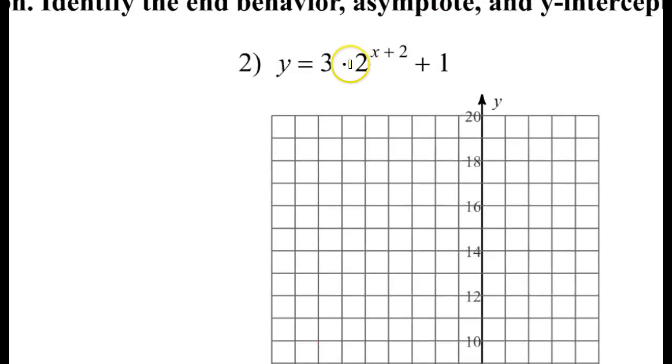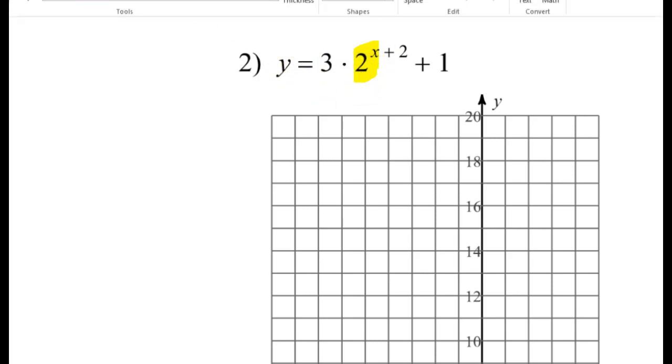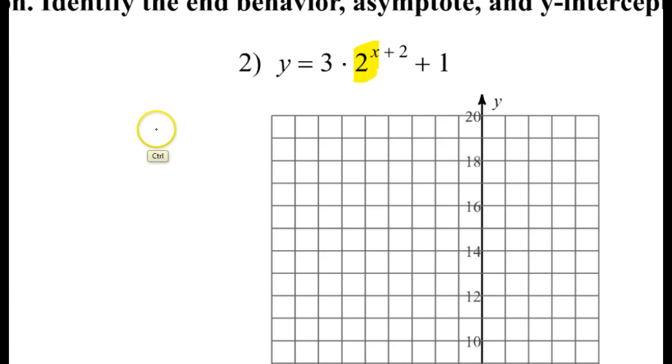Let's do another example. So again, I want you to start off just looking at the parent function, y equals 2 to the x power. So let's make a table of values just for that.